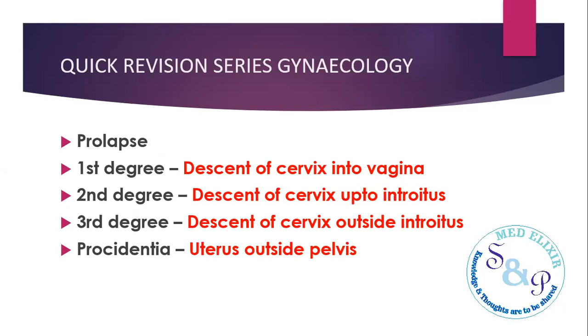Prolapse. The degrees of prolapse. First degree prolapse means descent of cervix into the vagina. Second degree prolapse means descent of cervix up to the introitus. Third degree prolapse is descent of cervix outside the introitus. And finally, complete prolapse means procidentia, that means uterus is outside the pelvis.